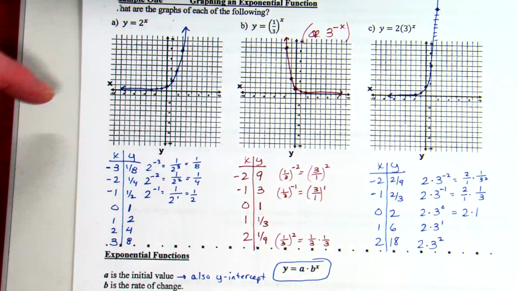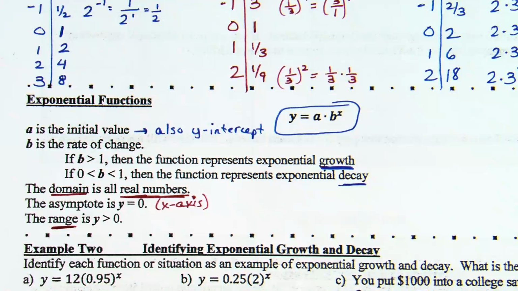Let's see, what else? The domain in all of these is always all real numbers, because you can go infinitely left and infinitely right. The asymptote, until we start moving these graphs up and down, is always that y equals 0, which is the x-axis. And the range, that asymptote is y equals 0. The range is everything above it. So y greater than 0. Okay, so some details there.